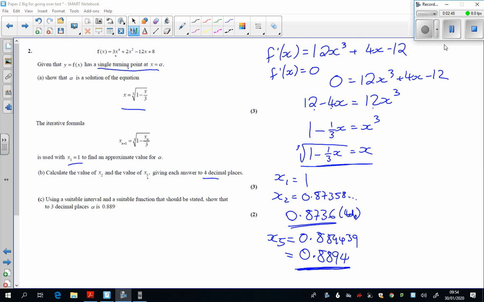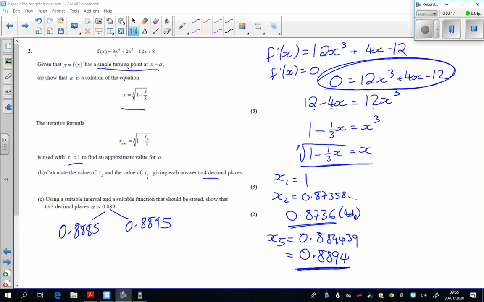Let's check that the answer is actually 0.889 to 3 decimal places. And here you're thinking back to your old GCSE work that 0.889 is actually something between 0.8895 and 0.8885. That's the rounding we're looking for. And we're going to put that into the one that equals 0. So it's all the way back there. We're putting that into there.